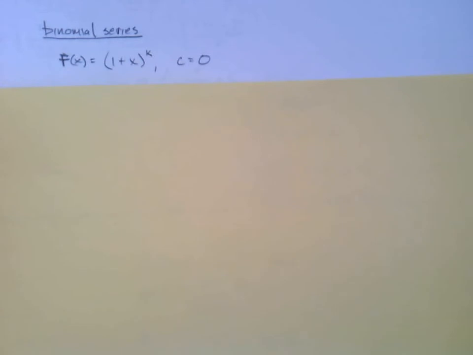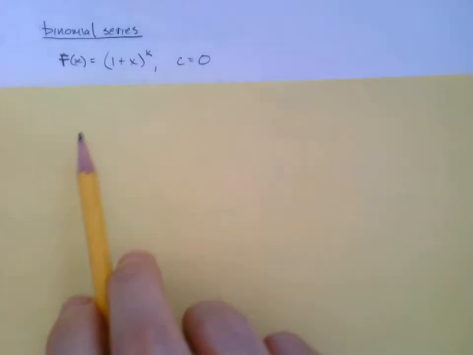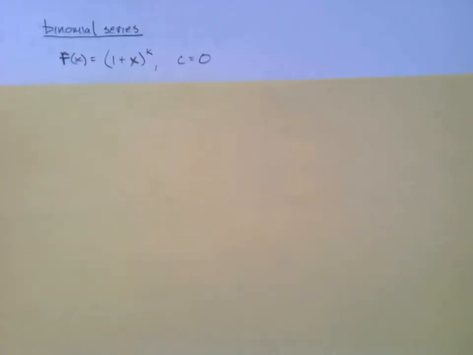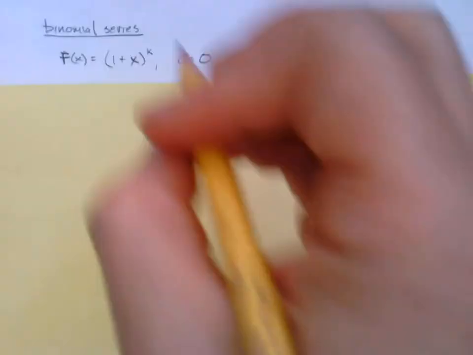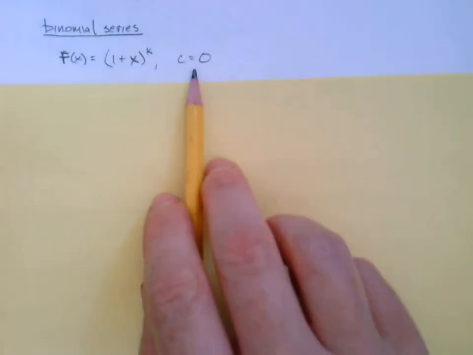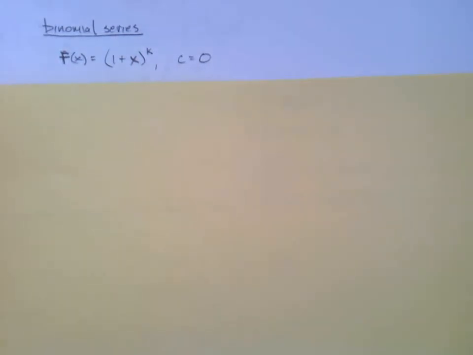The binomial series is f of x in this form, 1 plus x raised to the k. All right, so the only requirement on k is that it is an integer. It could be positive or negative. If we are centering at 0, which we need to do for the binomial series, then let's just explore what the Taylor series would say. So let's take several derivatives and let's plug in 0.